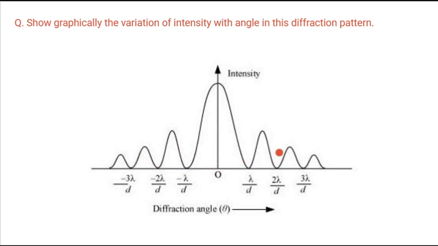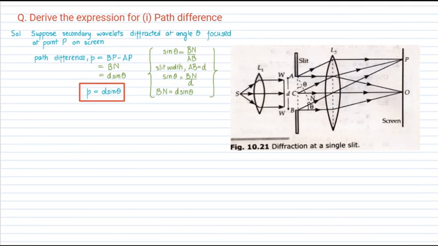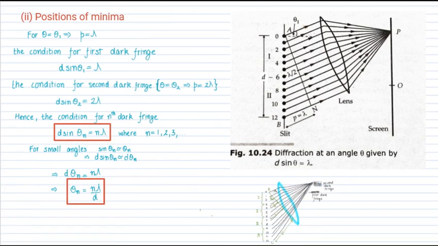From the board exams perspective, you have to only remember this equation. What is the path difference? Path difference equals d sin theta. No need to remember this derivation and the diagram. Just remember the path difference equation. Similarly, here you just have to remember the condition for the nth dark fringe and the position of the nth dark fringe. Just these two equations. No need to remember this derivation part.